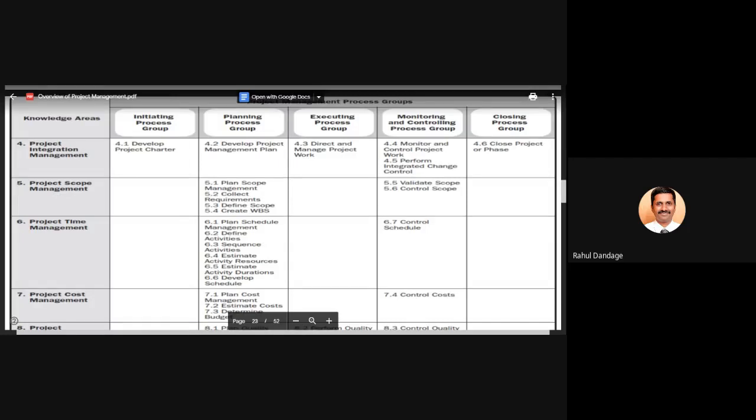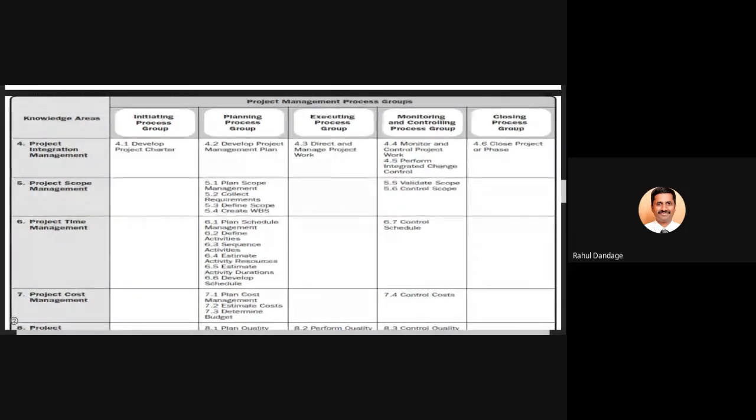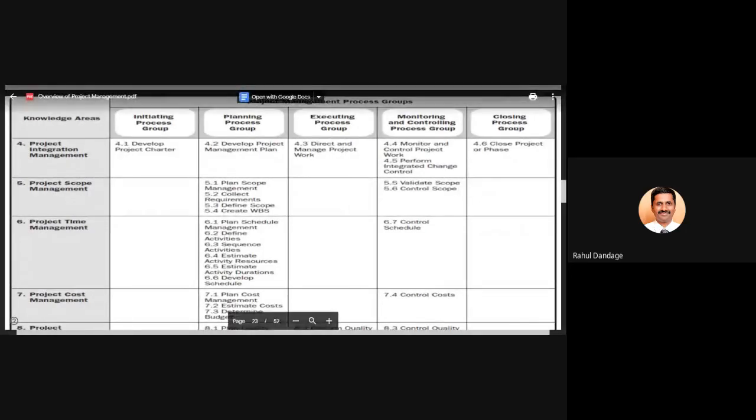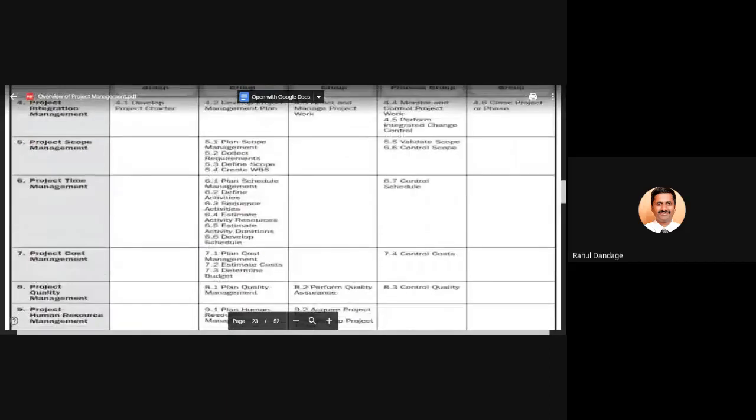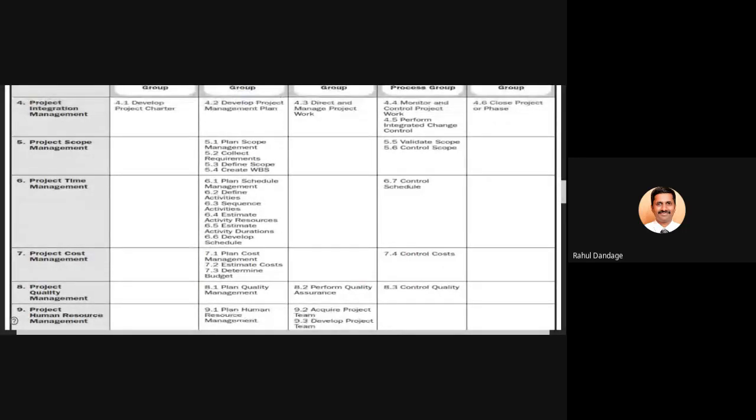Going to the next, that is project time management: plan schedule management, define the activities, sequence the activities, estimate activity resources, estimate the activity durations, develop the schedule. This is under what? Planning process group, and it is related to project time management, and control the schedule. Correct? So likewise, this table gives you the idea in project cost management: plan cost management, estimate costs, determine the budget. They are coming under the planning process group, and control costs is coming under the monitoring and control process group.